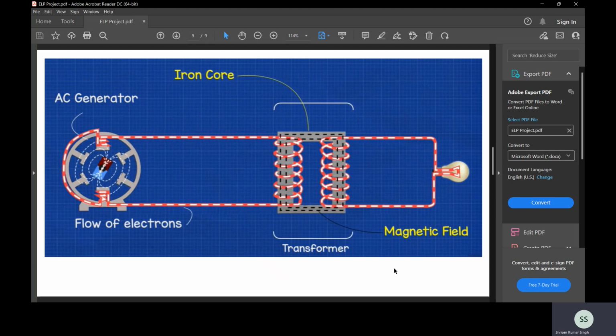The transformer works on the principle of conservation of flux. The more turns you have, the less induced voltage you will need to sustain the flux. This is given by N dphi/dt equal to E. So the more the N, the more is the E required to sustain the flux. The relation between the left and right coils is simply given by E1/E2 equal to N1/N2. Here E1 and E2 are the induced EMFs respectively, and N1 and N2 are the numbers of turns.